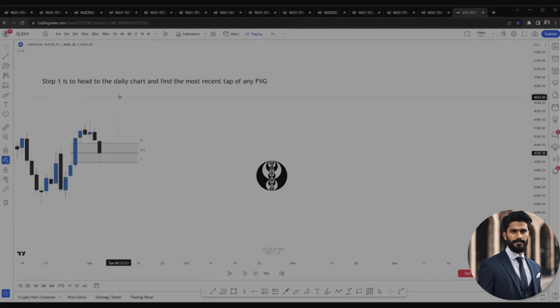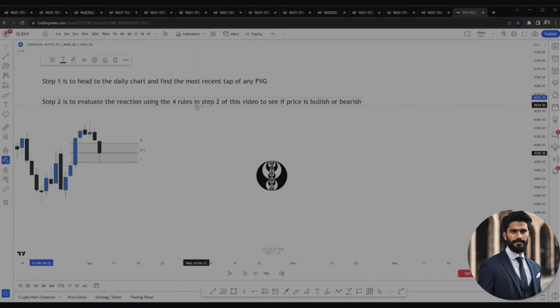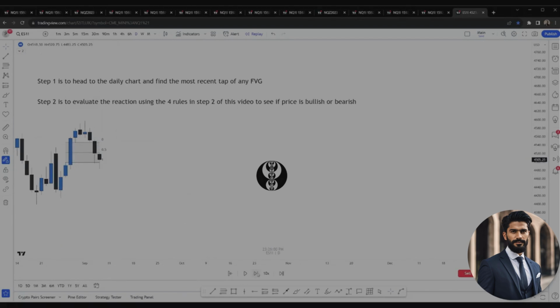Step 2 is we're going to wait and evaluate the reaction using the 4 rules that we went over in step 2 of the video, to see if price is bullish or bearish. So remember, if price closes beyond the midpoint, meaning it closes beyond this 0.5, then it is invalid. Now that doesn't mean we're going to immediately short this to the low. We need an inversion to do that. So right here, it's invalid.